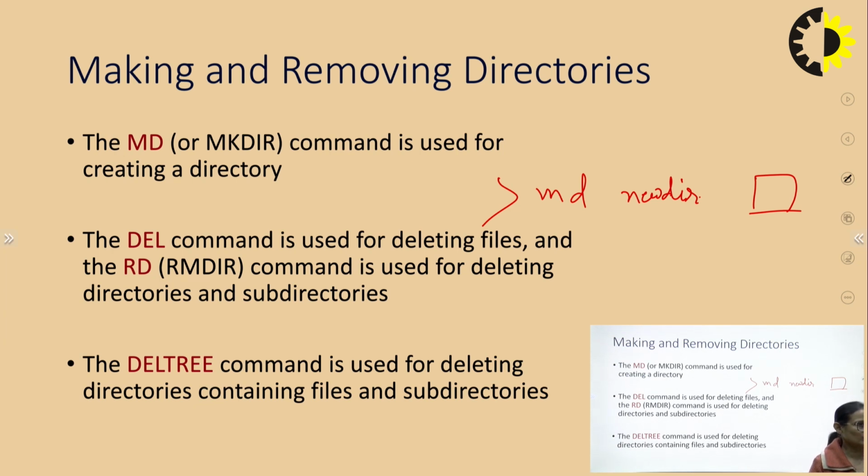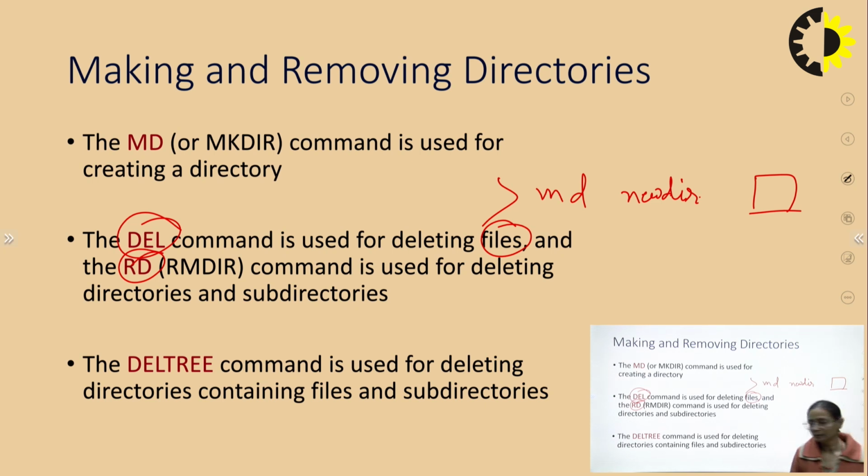DEL command is used for deleting files, and RD is used for deleting directories and subdirectories. So for deleting the files, you need a separate command, that is DEL, and for removing the directories or the subdirectories, you need a separate command, that is the RD command or RMDIR command.